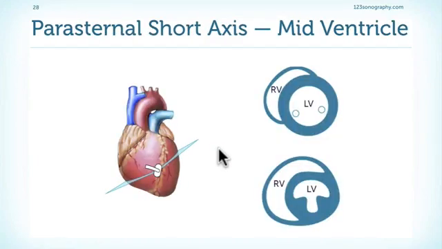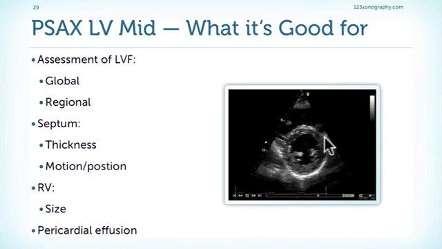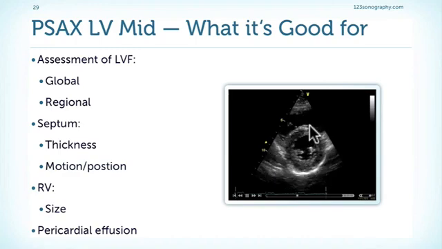Depending on where we cut the left ventricle in short axis view, if it's more cranially or more caudally, we can get different views. Either we still have structures of the subvalvular apparatus in our view, or we have the papillary muscle. In both instances, we have the septum visible and also the right ventricle. What are these views good for? They're basically good to assess global and regional left ventricular function. In addition, we can look at the thickness of the septum and the motion of the septum, which is also important in clinical situations.